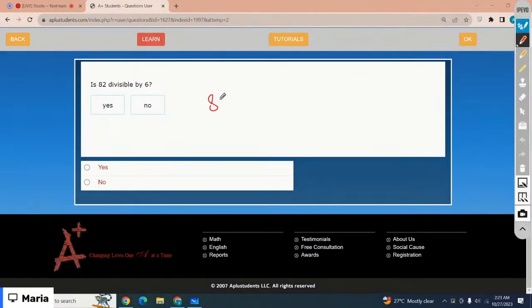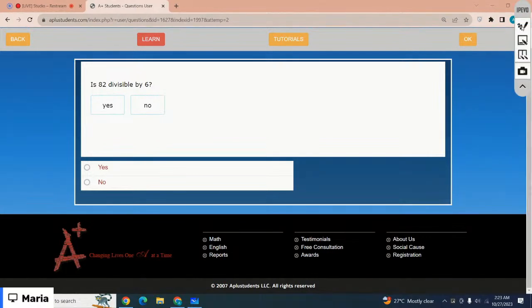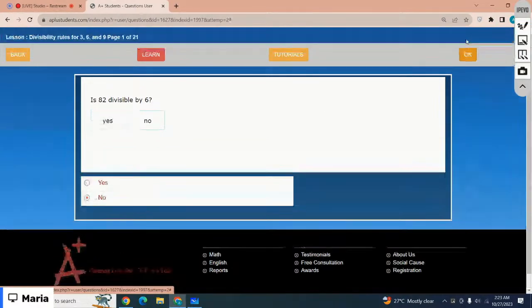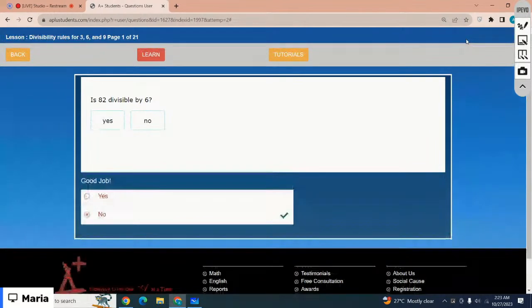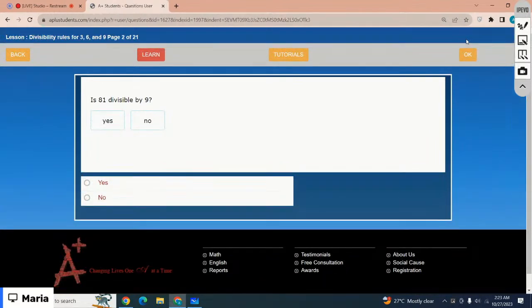You have to add 8 plus 2. 8 plus 2 is 10. And 10 is not divisible by 3, right? 82 is even, but it is not divisible by 3, right? The correct option is no, the number is not divisible by 6. Got it? Is 81 divisible by 9, which is the correct option?